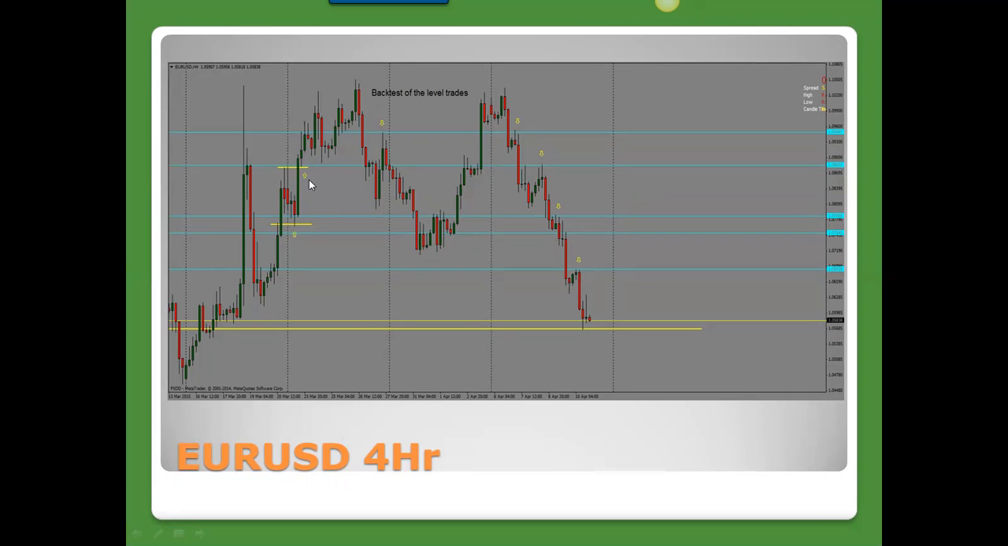Okay, so that's one. So we look for the price to get to a level. We look for it to pull back from that level, then finally breaks through, comes back and tests the same level again on the other side. And we're looking for, in this case, the trend continuation on the side.